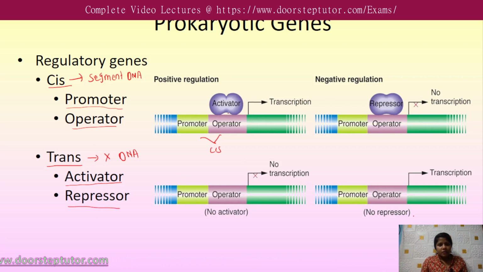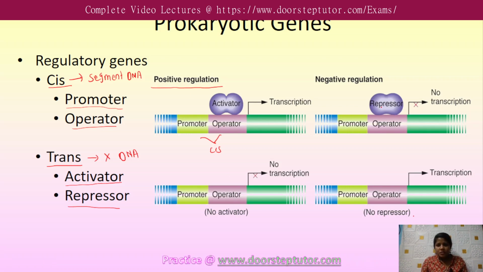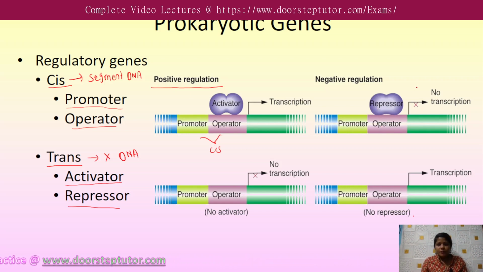When activator binds to the operator, the transcription of the genes takes place. This process is known as positive regulation. Whereas when repressor is bound to the operator, no transcription of genes takes place. So this process is known as negative regulation.